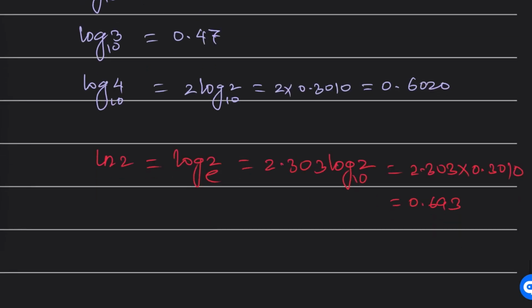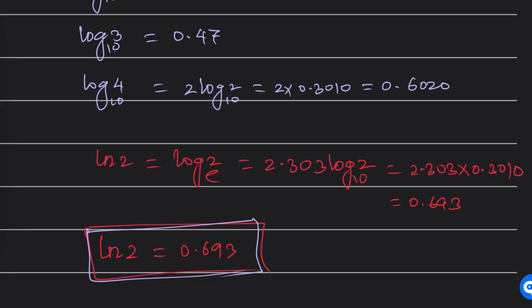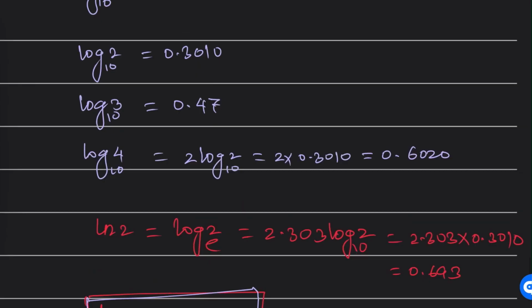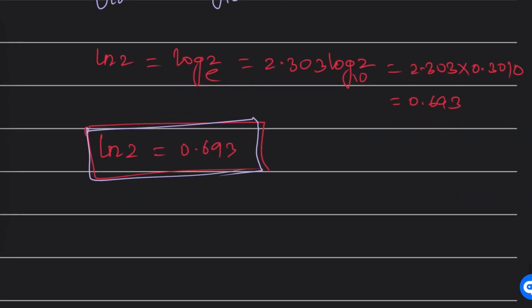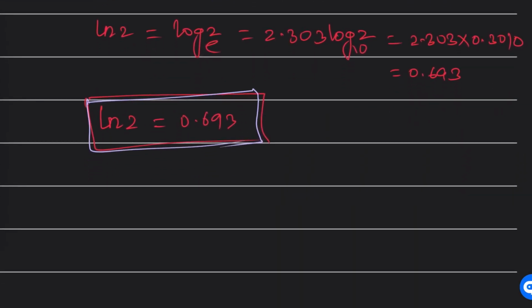This number you should remember, because the most commonly used number is ln 2. Most of the time you will use 0.693. Remember this, because in chemistry it will be used, and in physics it will also be used. A few things are used very repeatedly. That's why physics becomes easy: if you study something one time, it helps another time also.